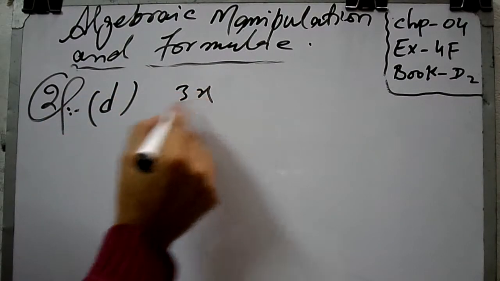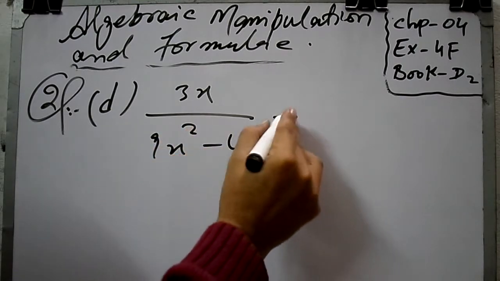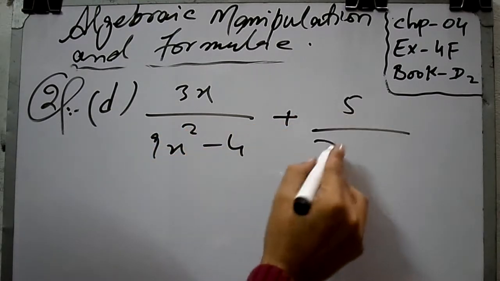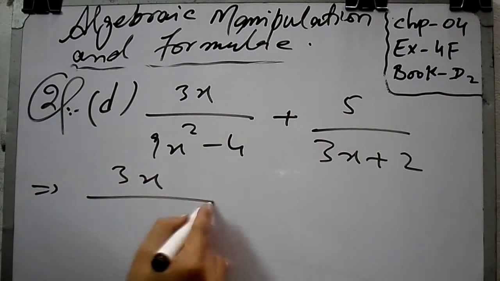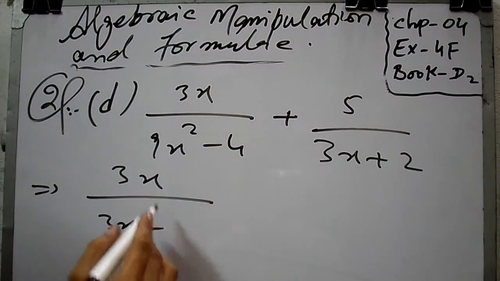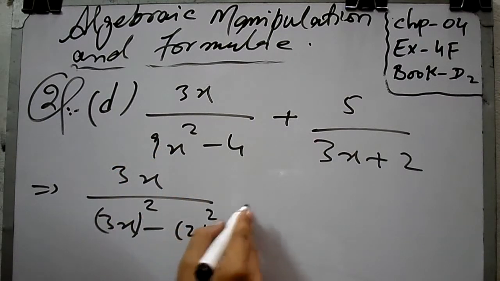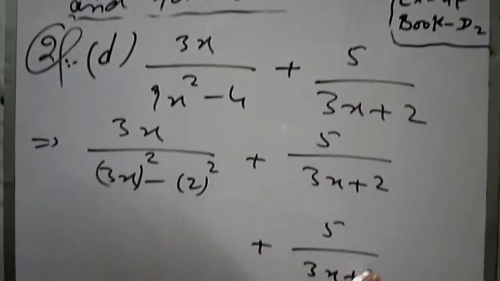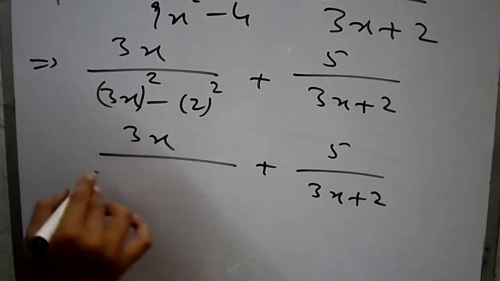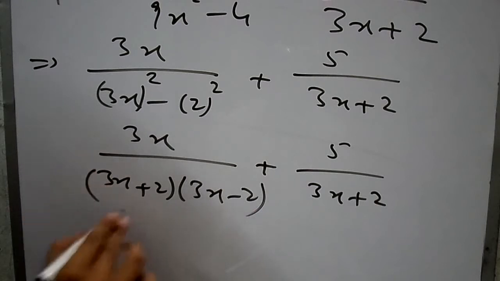(3x) divided by 9x square, 4 plus 5 into 3x plus 2. Okay, 3x you should write here as 2 power. So difference of two square formula can be applied here. So you need one step extra to apply the difference of two square formula, that is 3x plus 2, 3x minus 2.